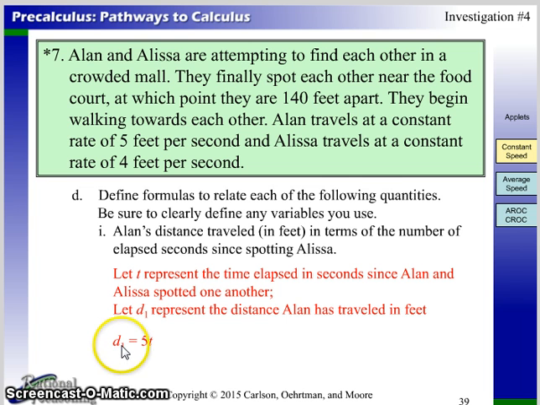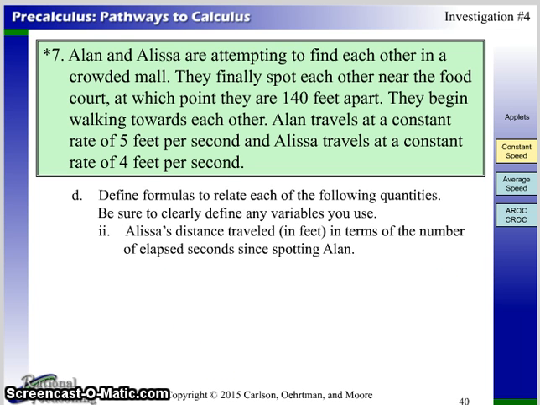And his distance traveled, we have this constant rate of 5 feet per second. But we want to make mention that the author goes straight to d1 equals 5t instead of delta d1 equals delta t.